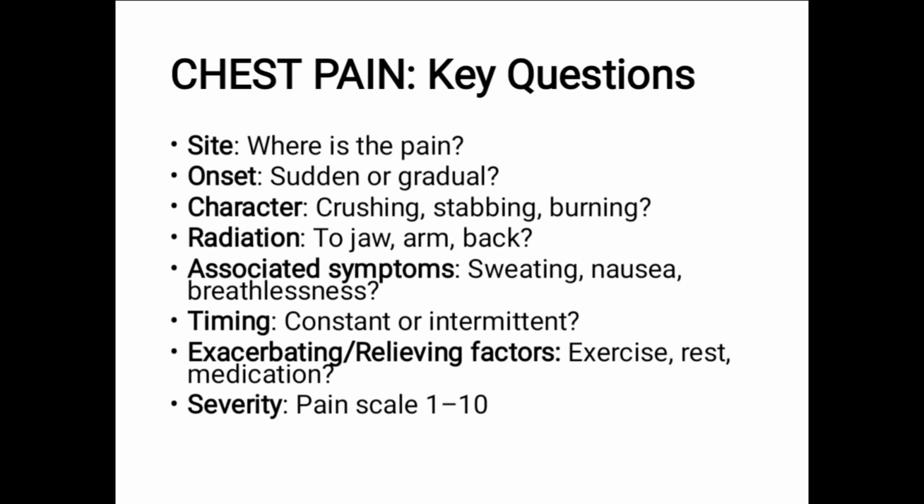Using SOCRATES, S is site. Where is the pain? You're supposed to know where the pain is. O is the onset, sudden or gradual. C is character. Is it crushing, stabbing, or burning? R is radiation to the jaw, arm, or back, because this is specifically for chest pain that involves the cardiovascular system. A is associated symptoms. Is the patient sweating? Is there nausea or breathlessness? T is time. Constant or intermittent? Is it a constant pain? Is it an intermittent pain?